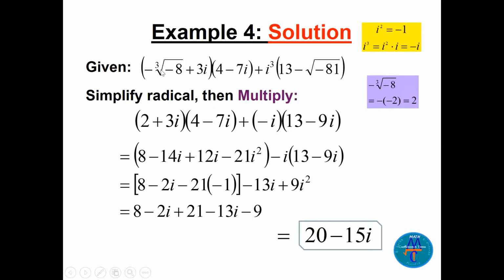This one is minus 2. You see the cube root of minus 8 is minus 2. And there is a minus outside, so that's 2 only. 2 plus 3i, this is 4 minus 7i. I cubed is, see, I explained here why. I cubed is minus I. Then minus square root of minus 81, it's 9i. And there is a minus from the question. Just multiply everything here, you get 20 minus 15i. So easy.